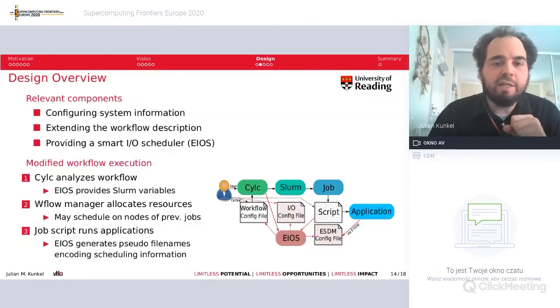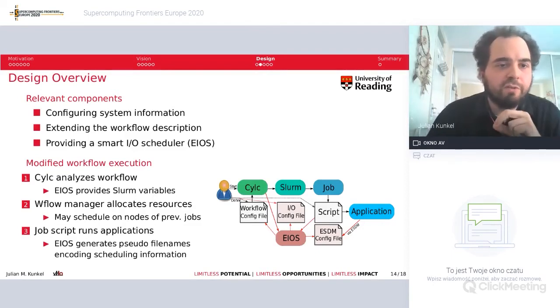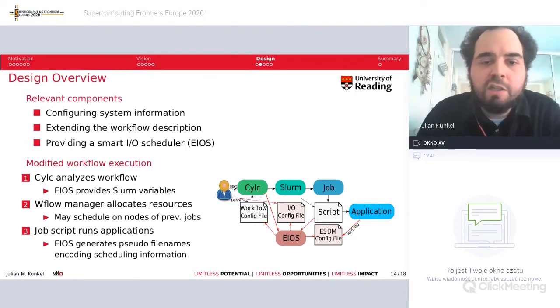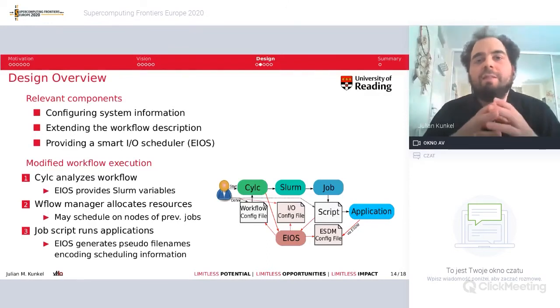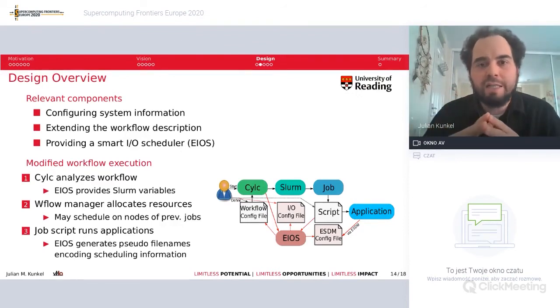So that brings us to design. So what do we, from this vision, actually implement? How does this fit in existing components? So first of all, we have to, again, configure the system information, know about the data center. Then we have to extend the workflow description, and then we have to do the smart I/O scheduling. So here on the right, you see the modifications that we do to the execution. So the scientists now have to define not only the workflow configuration file, but also a workflow I/O configuration file. And we particularly made this, what I present to you, disentangled from the current software, because the software like Silk has very long development cycles.